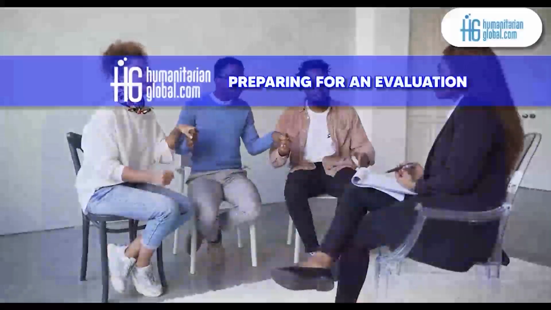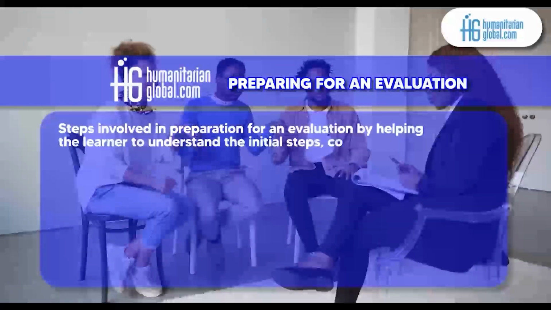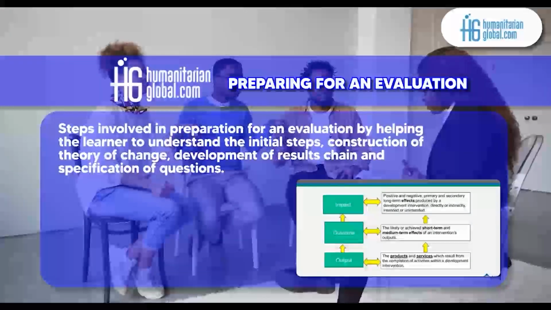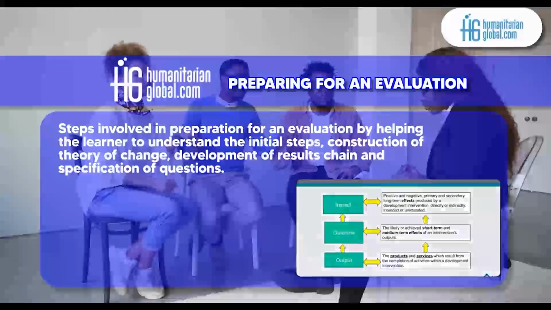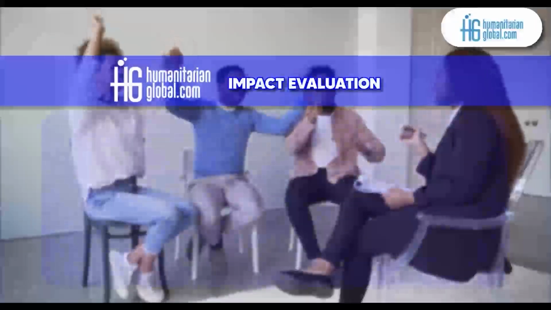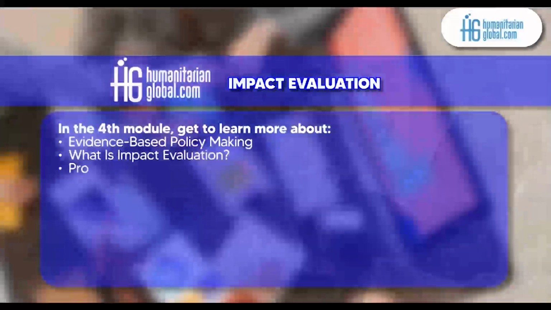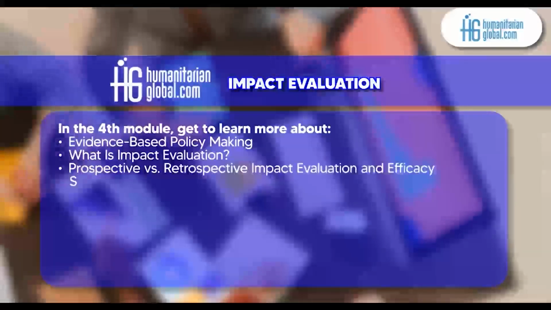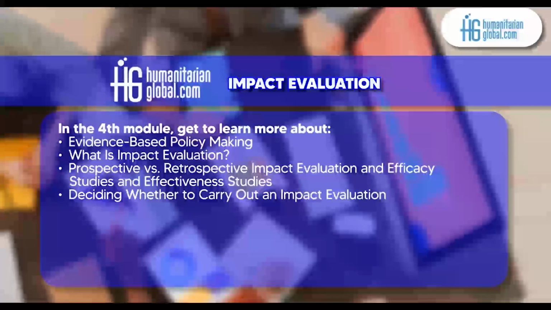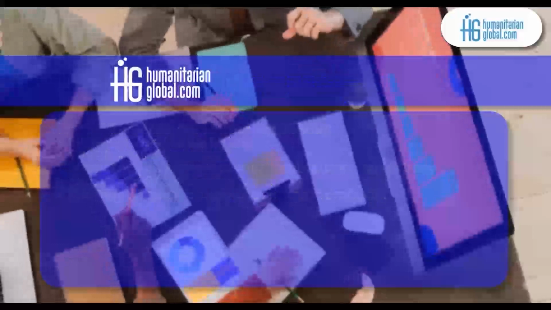Thirdly, preparing for an evaluation. The third module details all the steps involved in preparation for an evaluation by helping the learner to understand the initial steps, construction of theory of change, development of results chain and specification of questions. Also, you learn more about impact evaluation. In this fourth module, you get to learn more about evidence-based policymaking, what impact evaluation is, prospective against retrospective impact evaluation, efficacy studies and effectiveness studies, and deciding whether to carry out an impact evaluation.